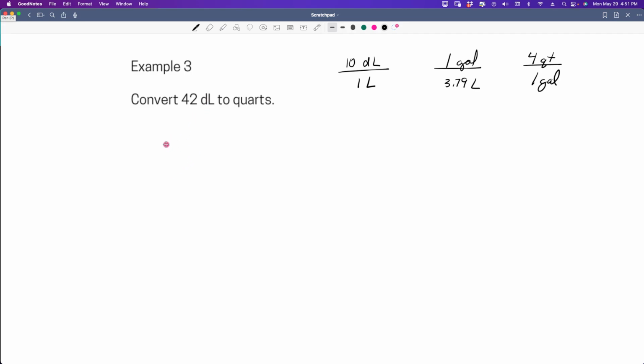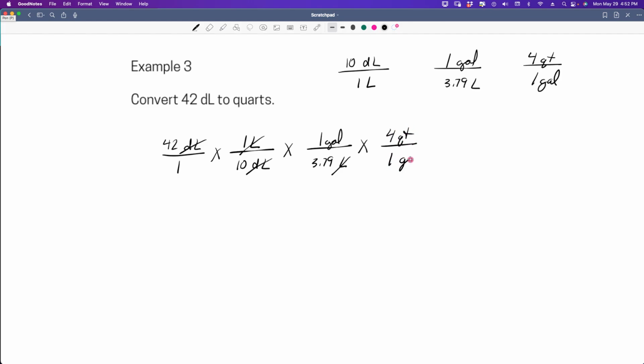So we're going to start with deciliters. So 42 deciliters. There's our initial fraction. Now we want to get rid of deciliters and go to liters. So I need to put deciliters in the denominator. 1 liter over 10 deciliters allows me to cancel. Now we've converted to liters. Now I need to go from liters to gallons. So I'm going to put gallon in the top and 3.79 liters in the bottom. Now I need to go from gallons to quarts. So I'm going to do quarts in the top and gallons in the bottom. I'm going to cancel gallons. Now our unit of measure is quarts.